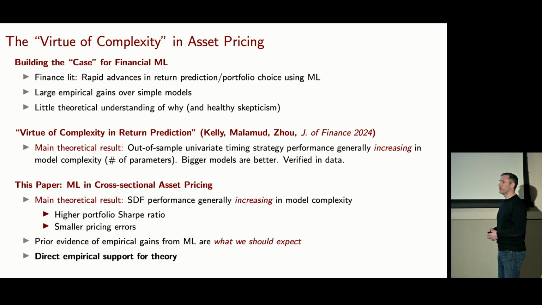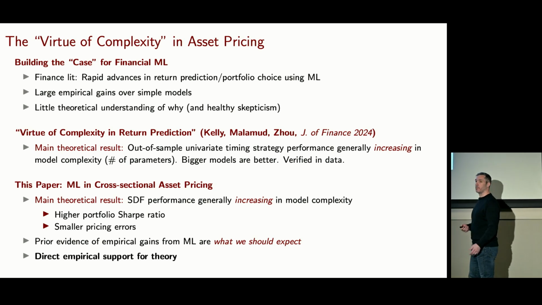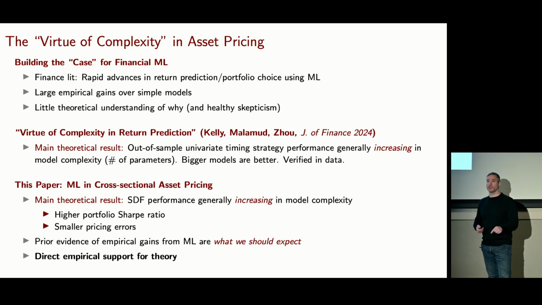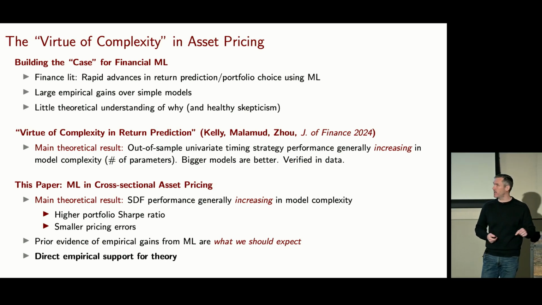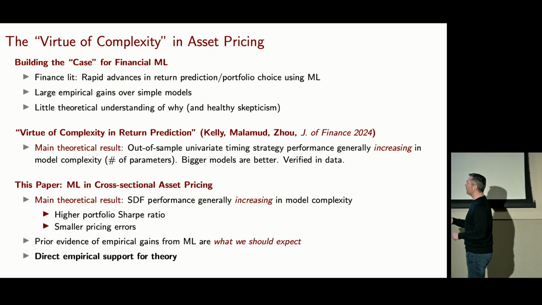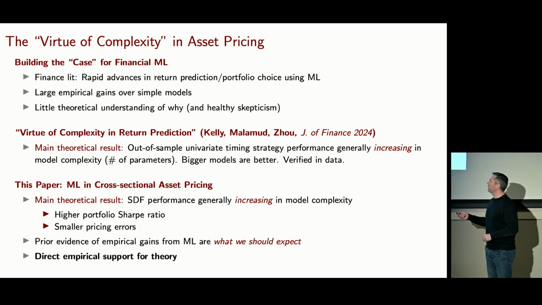But now we're trying to do something that's a little bit more serious from an asset pricing perspective, which is to look at complex asset pricing models. Right? So we're going to be thinking about this, for example, in the context of an SDF model. So the main theoretical result in this paper is that SDF performance is generally increasing in model complexity.